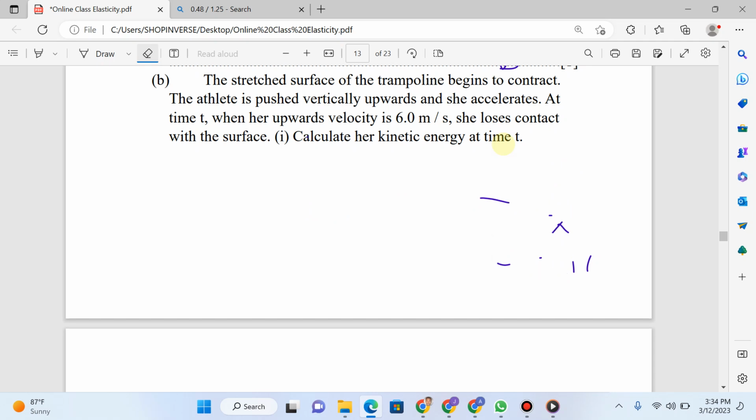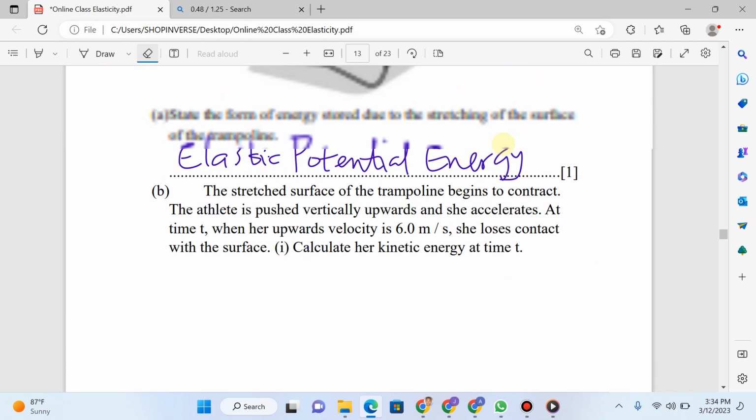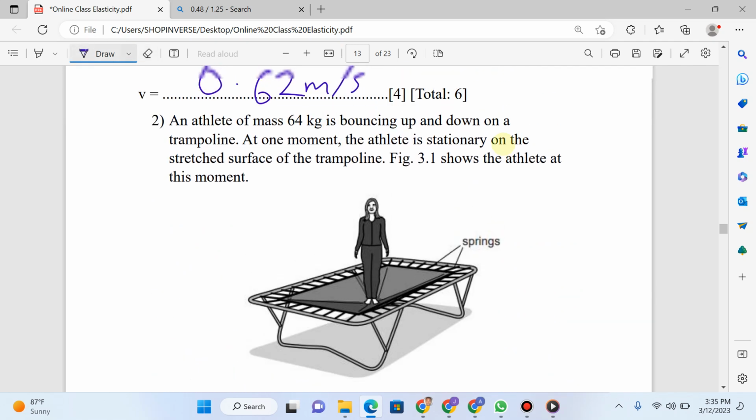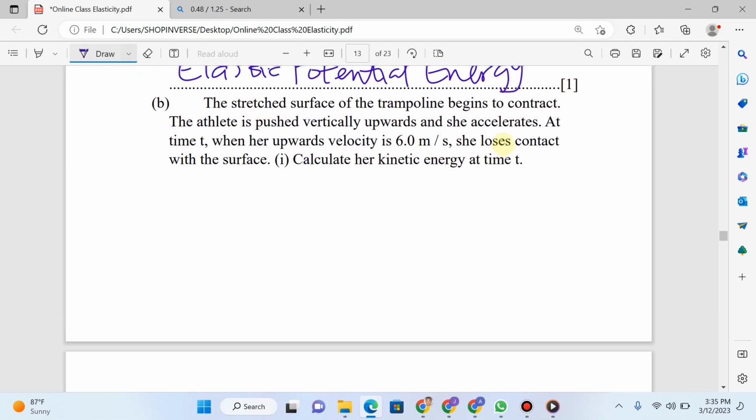So we have to calculate her kinetic energy. The question tells us her mass. What is her mass? Her mass is 64 kilograms. So now, her kinetic energy is equal to half mv squared. So her kinetic energy is half times her mass, 64, times her speed, 6, squared.